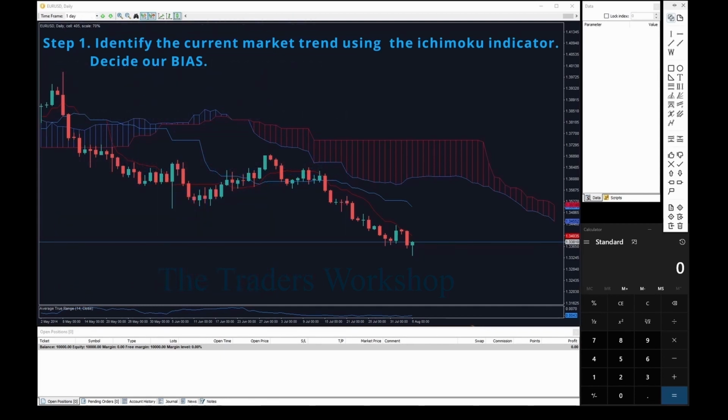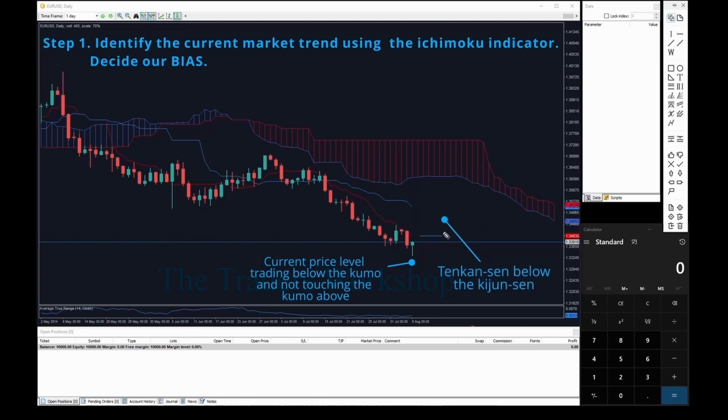If we are looking for a short or sell trade, this is the step-by-step process in identifying a trend to the downside. If the current price level is trading below a bearish Kumo, and not touching the Kumo above, and if the Tenkan Sen is below the Kijun Sen, and if we have a bearish Kumo, the trend is down and bearish, our bias is to sell or go short the market. We will look for a good price level to sell the market.